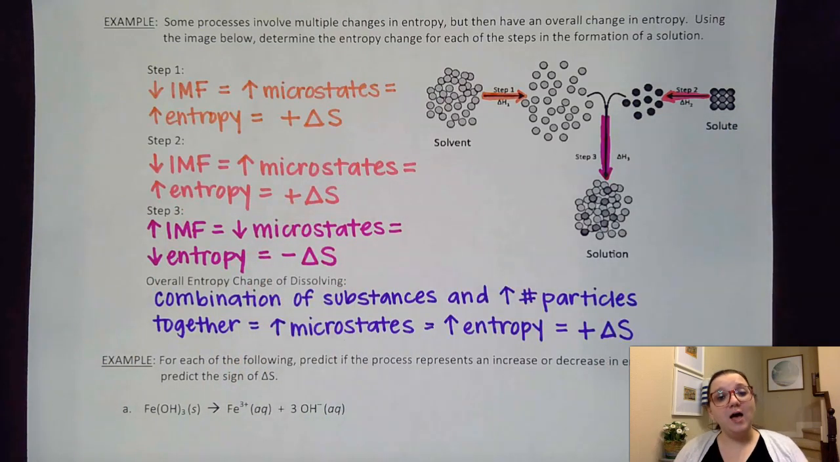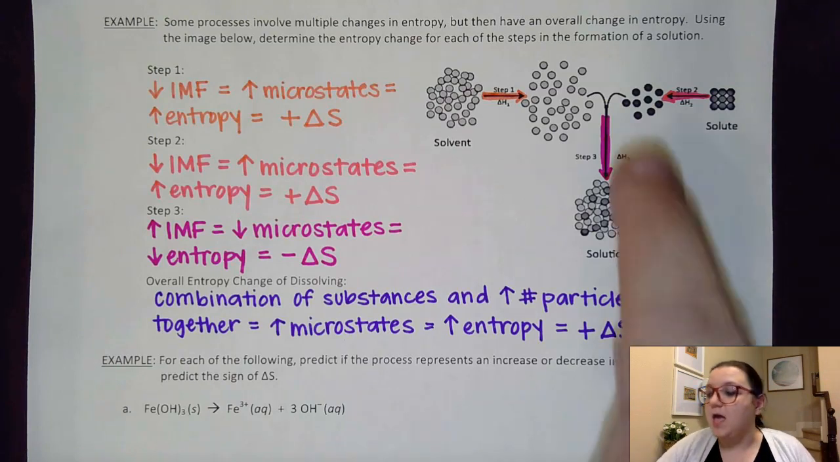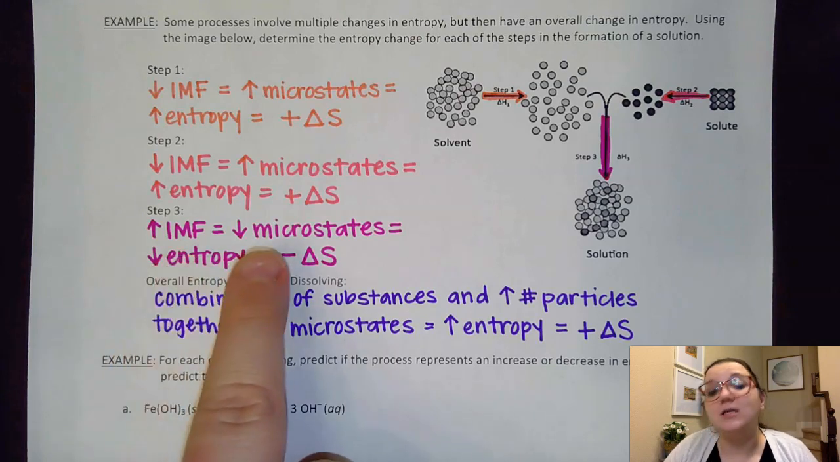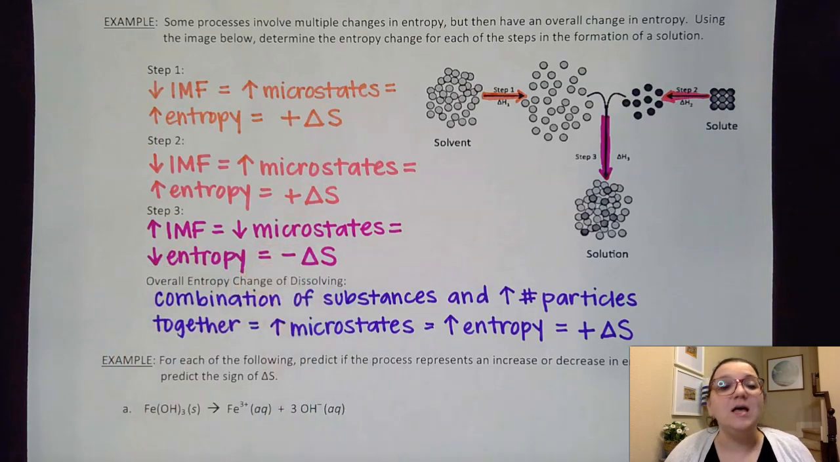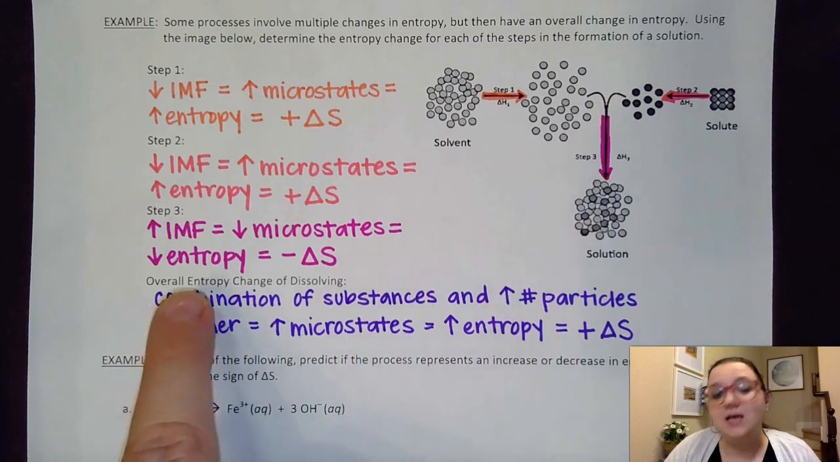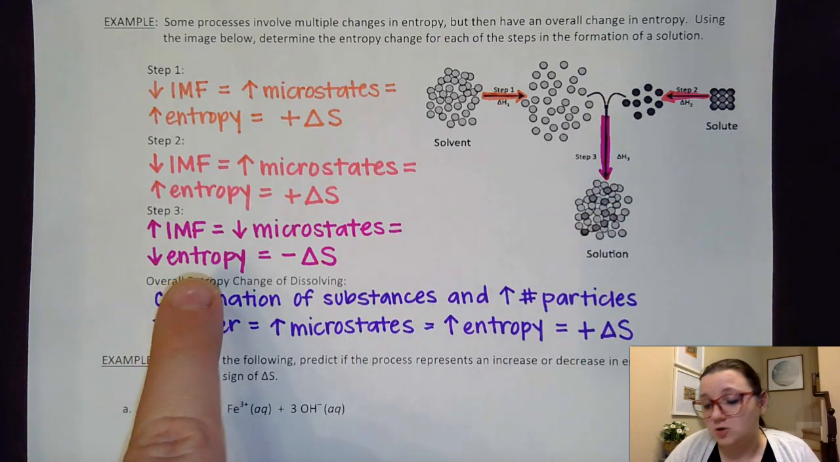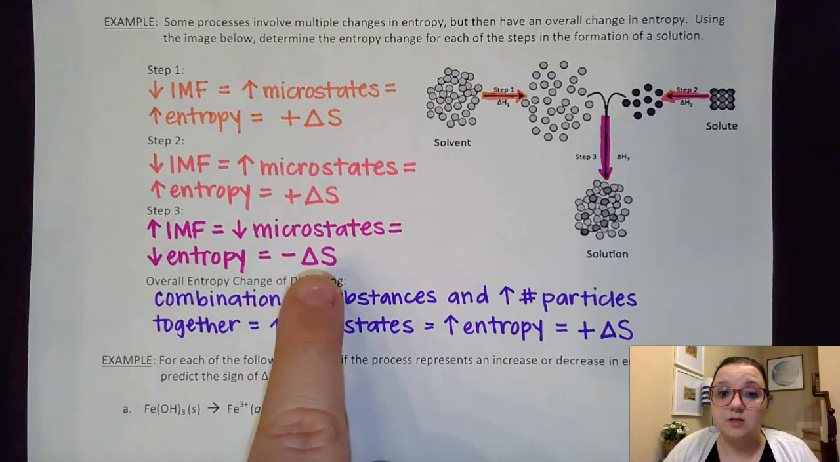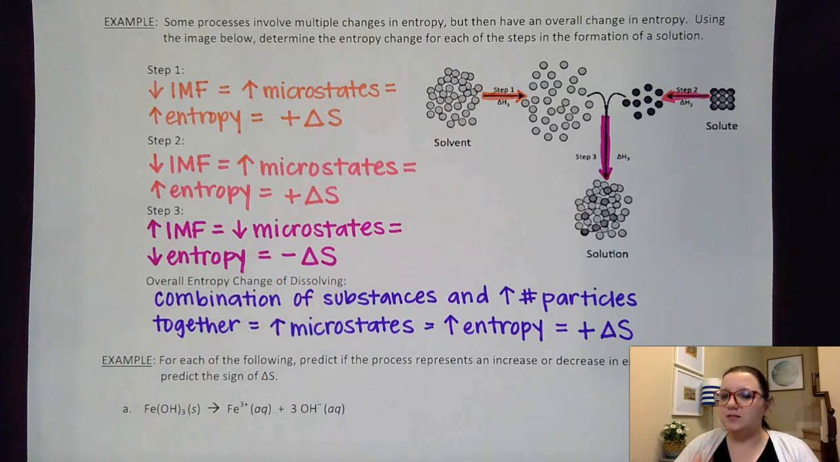So now that we've broken all of our IMFs, we're going to put those two substances together and reform my new combination intermolecular force. And so in reforming a new IMF, that would actually decrease my microstates because I'm going to limit the arrangements once those new interactions form. So in this step, I would actually slightly decrease my entropy and I would have a negative delta S for this particular step.